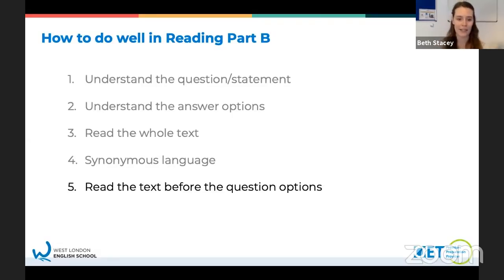Now, another strategy that we can use is reading the text before the question options. Now that means not looking at the question, not looking at the options, but simply covering it up and just reading the text and then going back. And what this does is it means that you're not distracted by the answer options. Because as soon as you start reading the options, you want to try and find the correlation or the link between them, and that can be confusing. So we're going to try and read the text and then get the options.